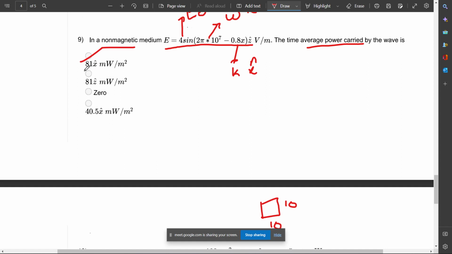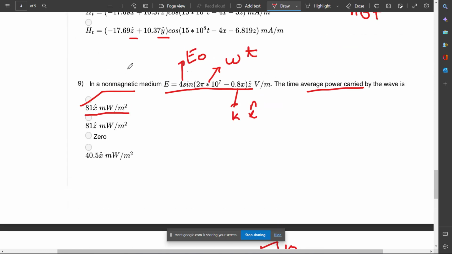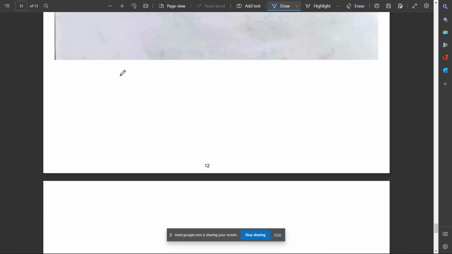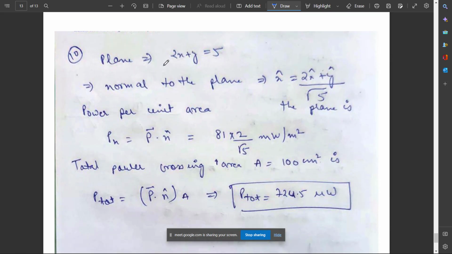First thing you have to see is the power is in x direction, right? So now can someone tell me how to solve this one? Okay, no problem. So the plane is given to us as 2x plus y equals 5. Now the normal to this plane, n cap, is equal to (2x plus y) upon root 5, right?